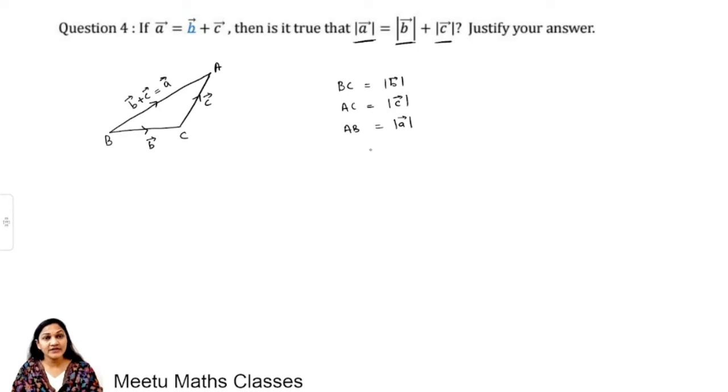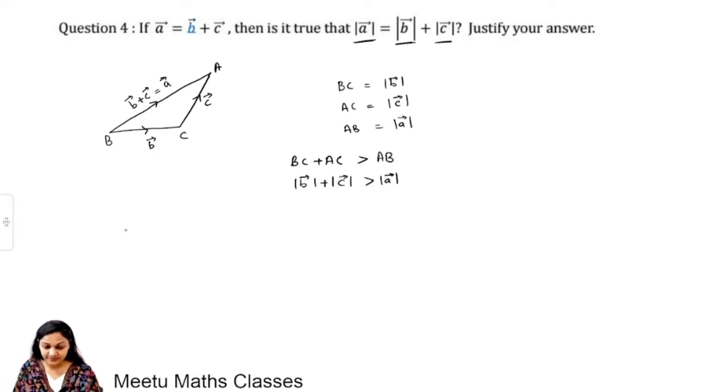But in a triangle, using triangle law of addition, triangle inequality क्या कहती है कि the sum of two sides will always be greater than the third side. So BC plus AC will be strictly greater than AB. So magnitude of B plus magnitude of C must be strictly greater than magnitude of A. So this is not true if they are making a triangle.